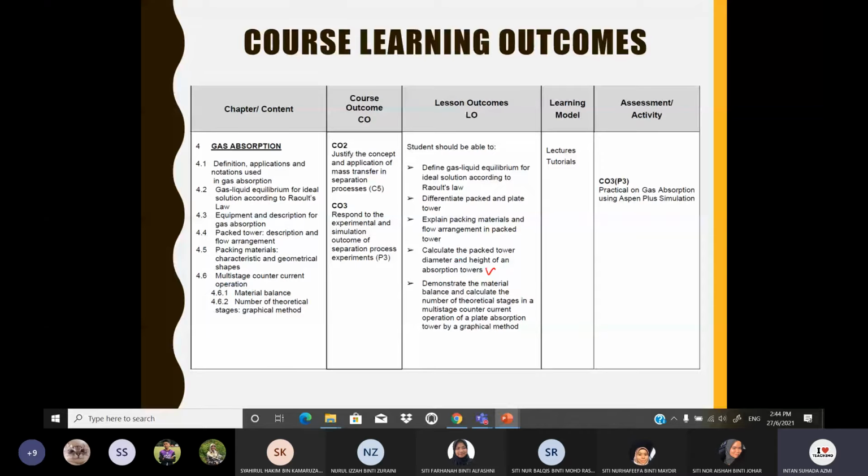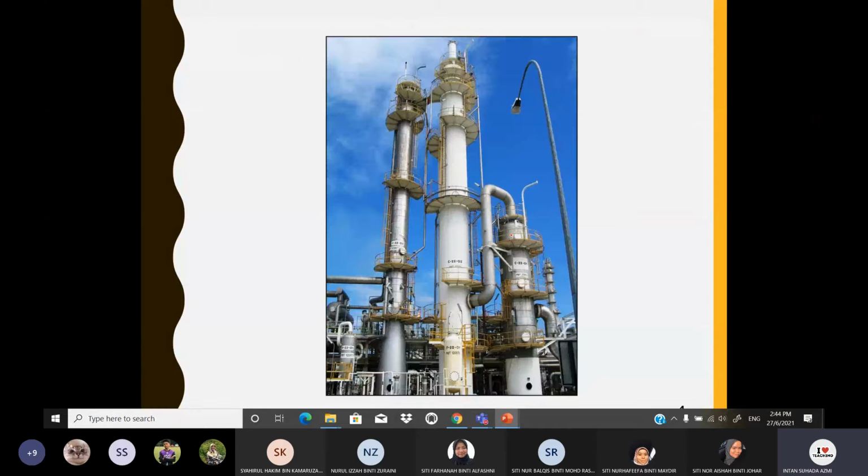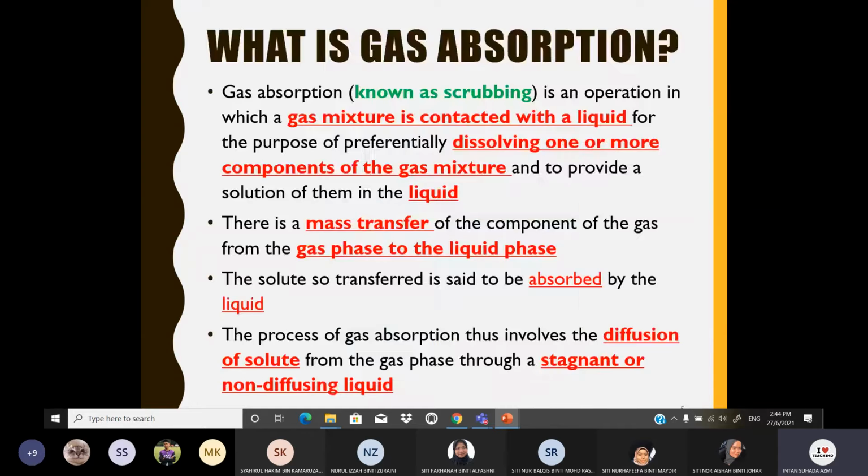That's all for the course learning outcome. This is an example of gas absorption application in industry, just to show you the overview of gas absorption. Now we move on.